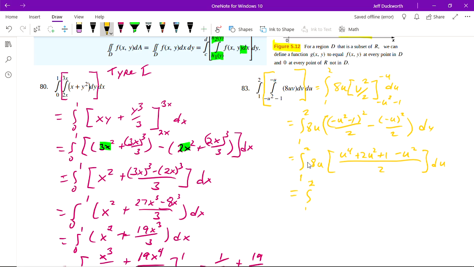All right, so the 8 cancels with the 2, giving us a 4. I'm going to leave the 4 out. Put the 4 there. Then I can put the u through. So this is going to be u to the 5th. I've got a 2u squared and a negative u squared, so that's u squared times u is u cubed. And then I've just got a u.